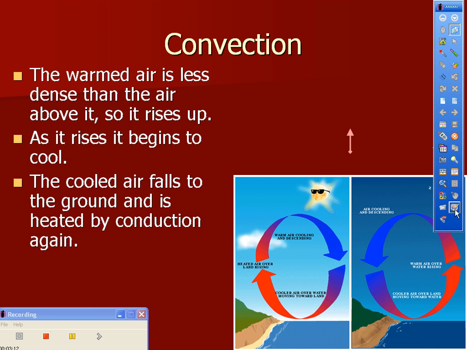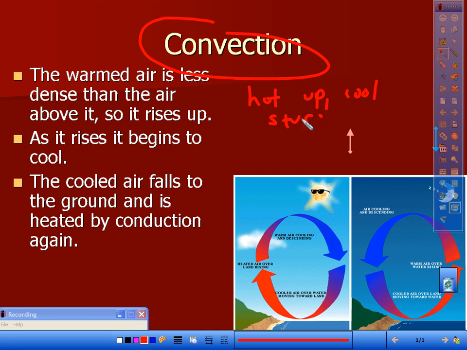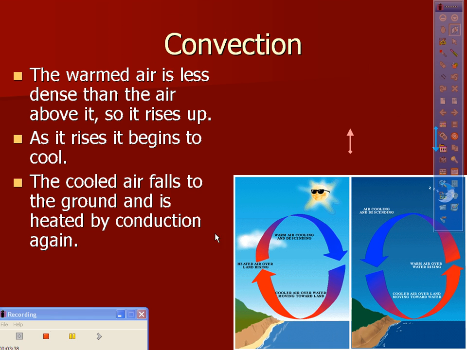And, of course, what do we call that? We call that convection. Convection is hot stuff up, cool stuff down. Now what we've done is we've added conduction to the equation, because when it gets to the bottom of its cycle, either the water or the land can heat up that air so it can rise back up again. So it turns out that this is an important thing for the cycles that happen on planet Earth.